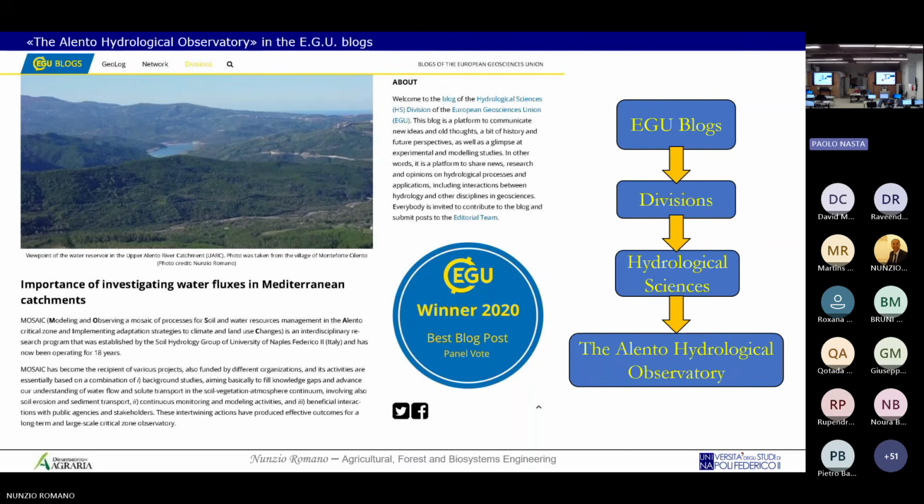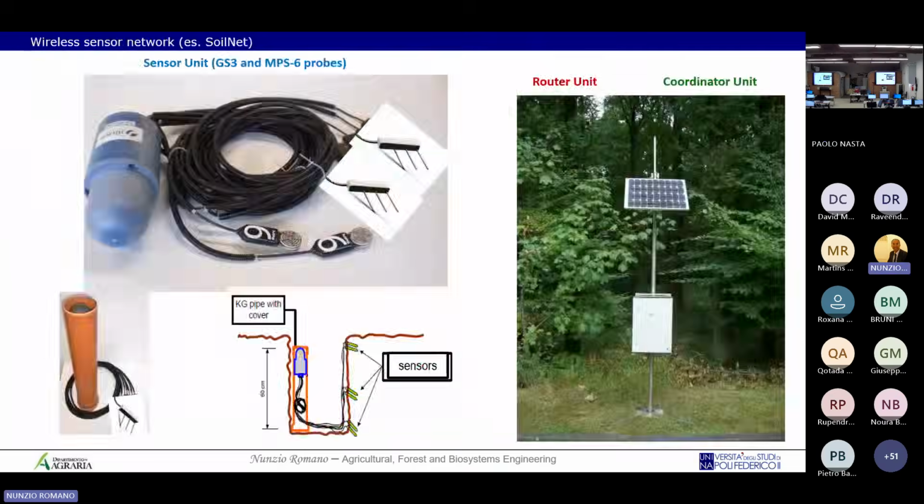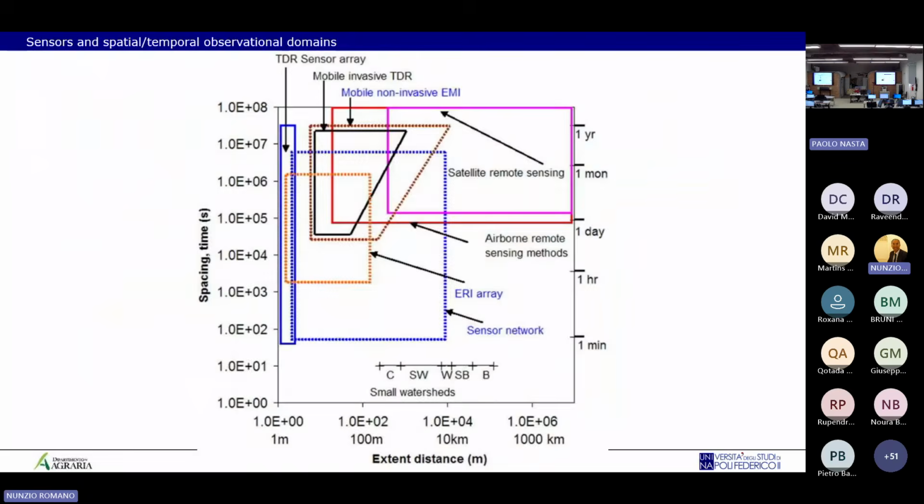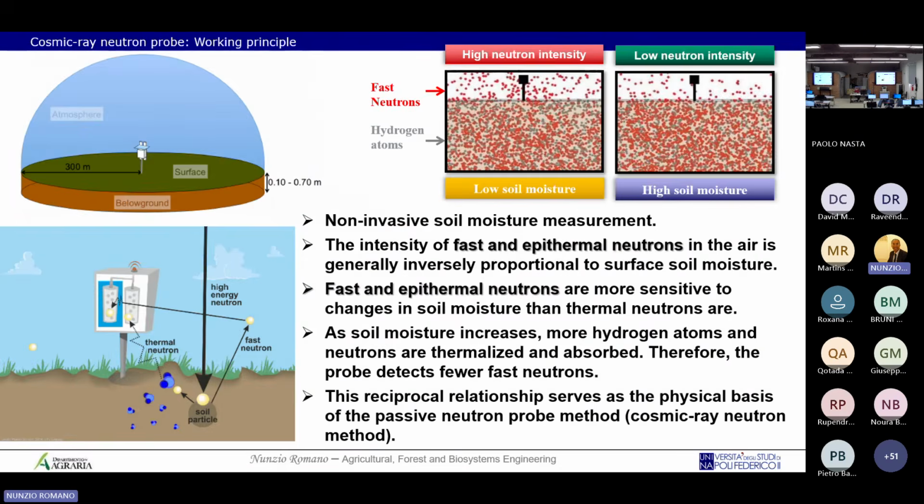Yes, there is one question. Are the fast and thermalized neutron counts both detected by the detector? You mean in the cosmic ray neutron probe? Yes. And the detector just makes a sort of a difference. It's not easy, but a difference.